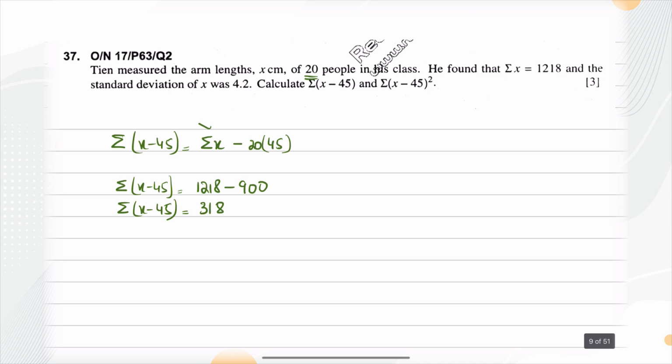Okay, now, the next thing that you have to find out is summation x minus 45 whole squared. So that means we have to use the formula for variance. But the thing is, variance is not given. We're given the standard deviation.